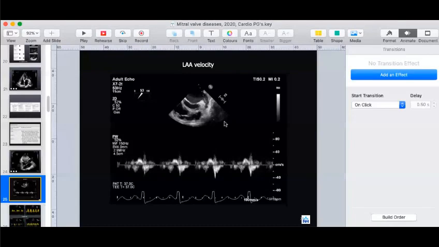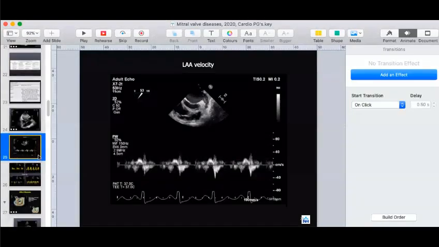Okay, so this would be the left atrial appendage velocity, how to interpret it and what the waves are which you see here. Now, any questions on this? Shall I move on? Sir, can you describe the waves once again, sir?